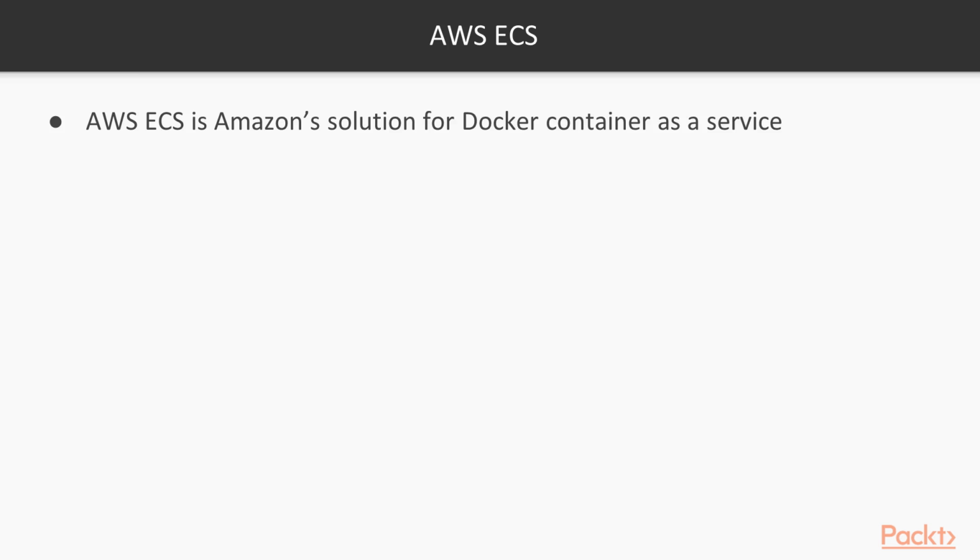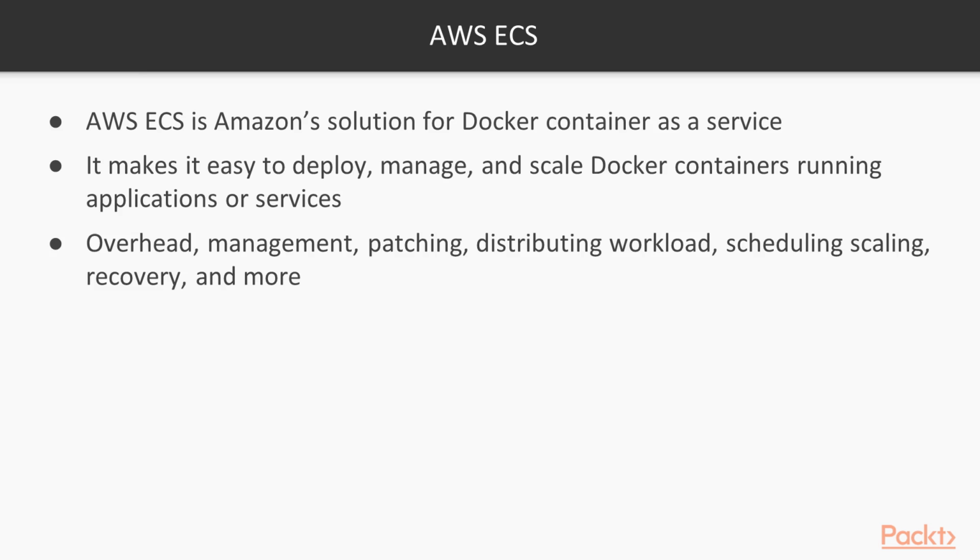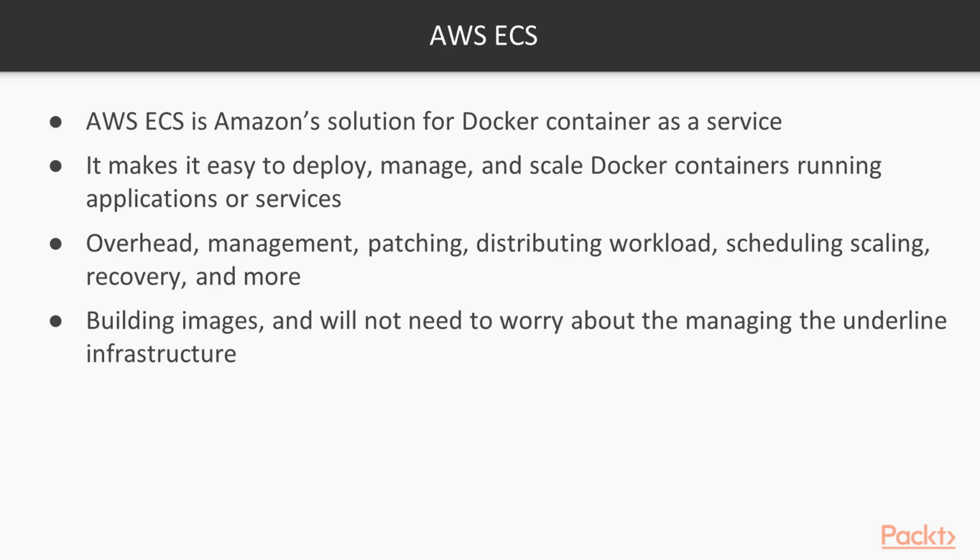In a nutshell, ECS is Amazon's solution for Docker Container as a Service. It makes it easy to deploy, manage, and scale Docker containers running applications or services. You might ask, can I just provision a Docker registry and images, then load Docker on AWS EC2 instances? Of course, you could, but with that comes overhead. Management, patching, distributing workload, scheduling, scaling, recovery, and more.